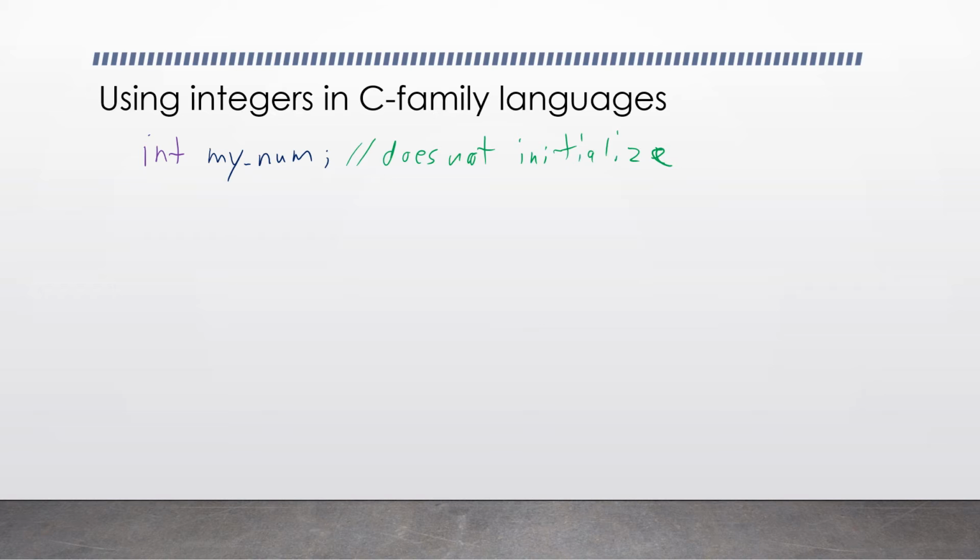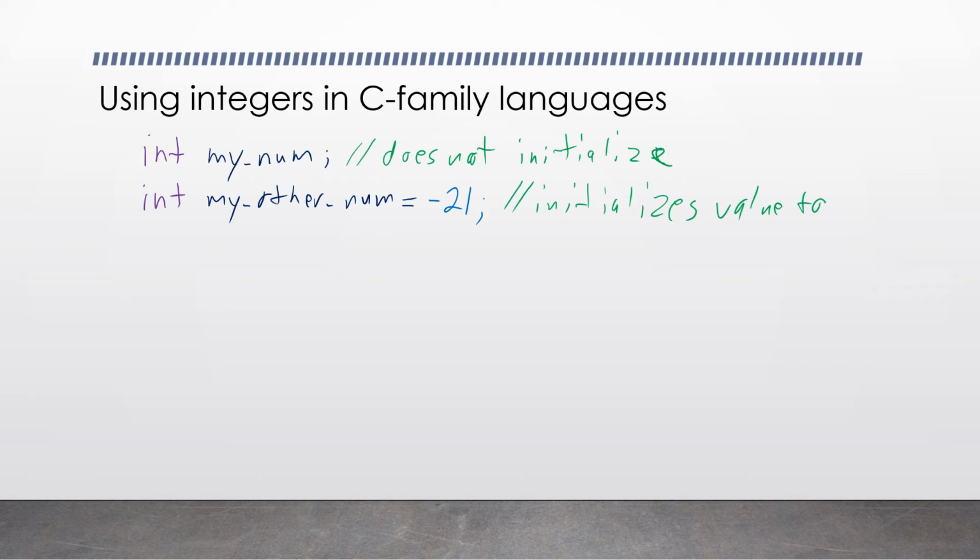So the C family gives us a way to initialize these numbers before we use them the first time. We would say int myothernum, since we can't ever redeclare a variable once we've used it, equals, and then we put in a constant number, negative 21, say. That is going to initialize the value to negative 21.